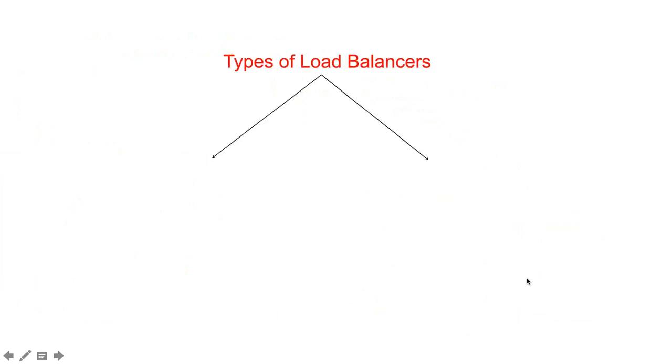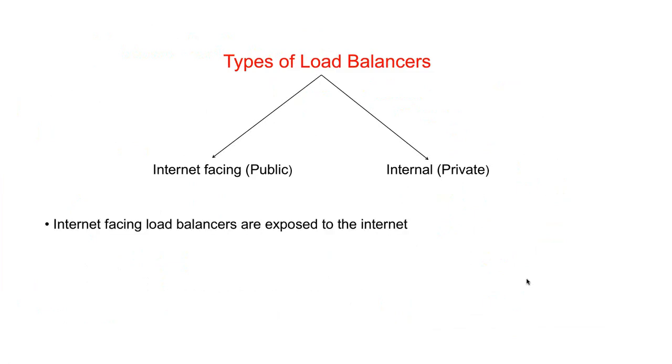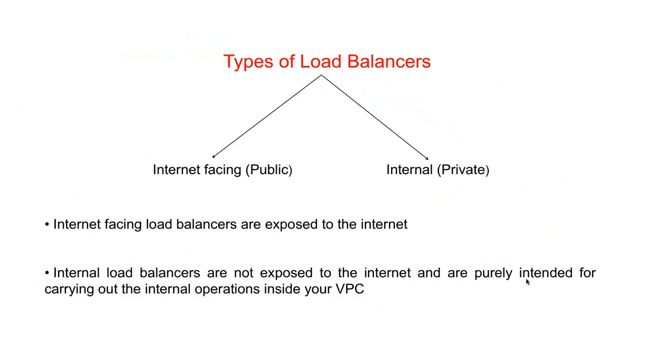Now, there are 2 types of load balancers that are supported. The first one is the internet-facing or the public load balancer, and the second one is internal. The internet-facing load balancers are exposed to the internet, whereas the internal load balancers are not exposed to the internet and are purely intended for carrying out internal operations inside of the VPC. So the internet-facing one will receive the traffic from the internet, whereas the internal one will just carry out your internal operations. That's it.